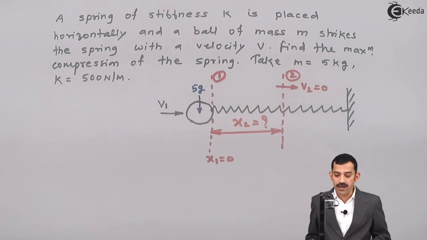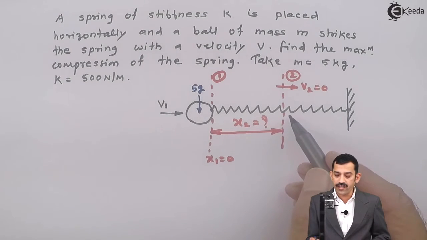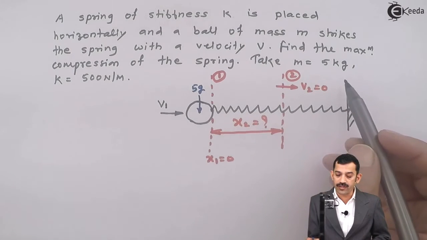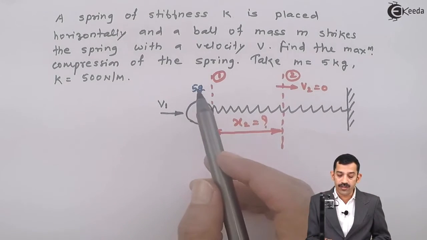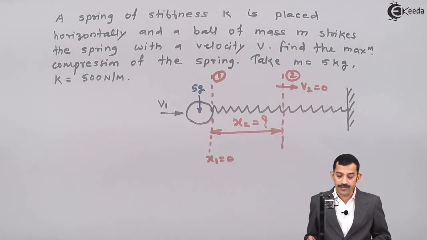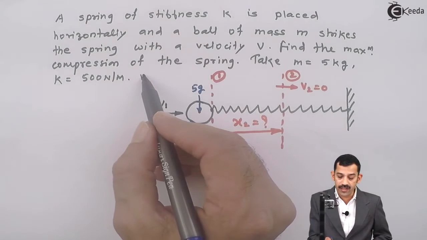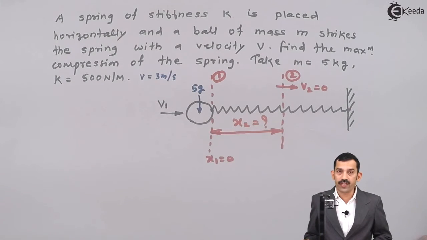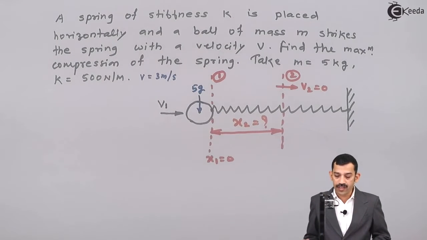Work done by spring force is half k (x1 square minus x2 square), where x1 is 0, and that is equal to K2 minus K1. Final kinetic energy is 0. Initial kinetic energy we get from velocity v1, which is the velocity v with which the ball is thrown in horizontal direction, given in the problem as 3 meters per second in rightward direction. Velocity is known. Final velocity is 0. x2, the maximum compression of the spring, we have to find out.